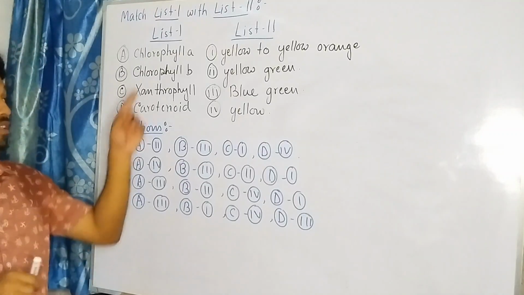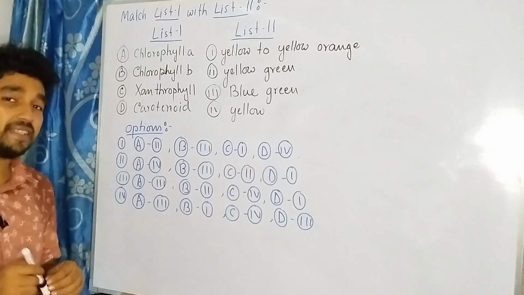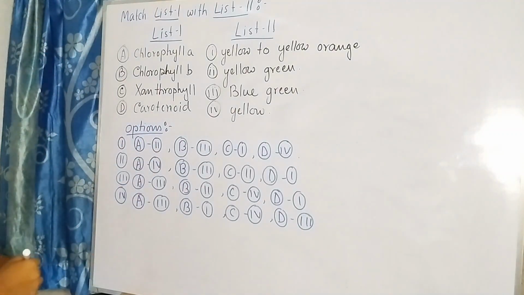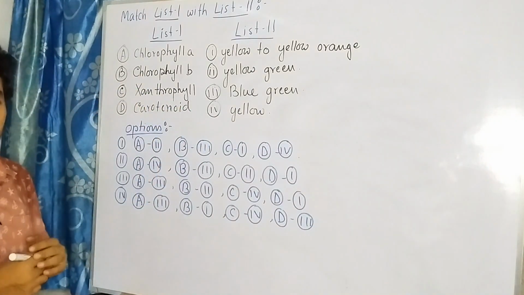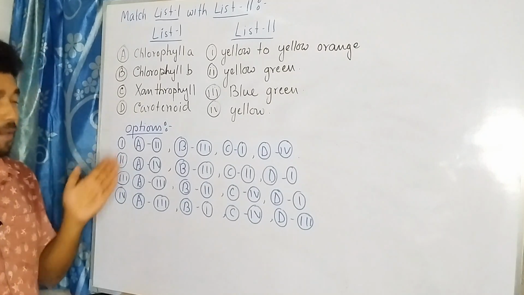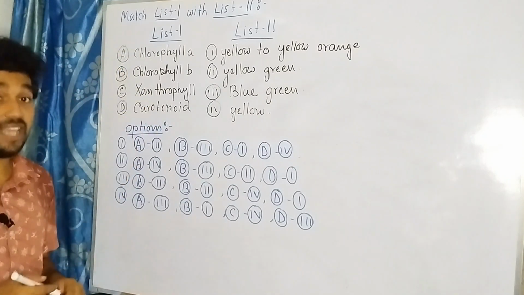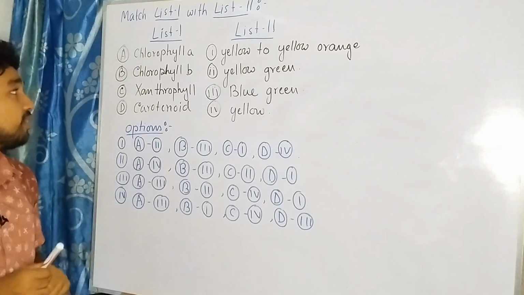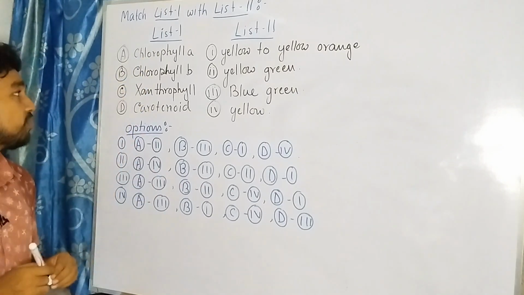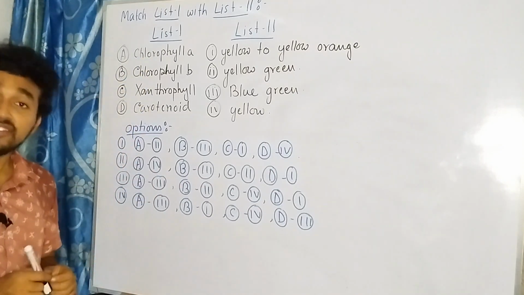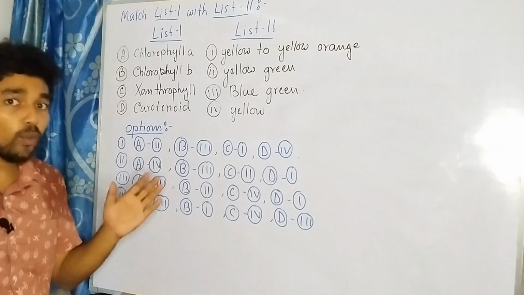Hello everyone. So here is a question of botany. Please see the question. Here two lists are given and we have to do the matching. It is a very basic question. Here 4 chlorophyll pigments are given: number 1 is chlorophyll A, number 2 chlorophyll B, number 3 xanthophyll and number 4 carotenoid.